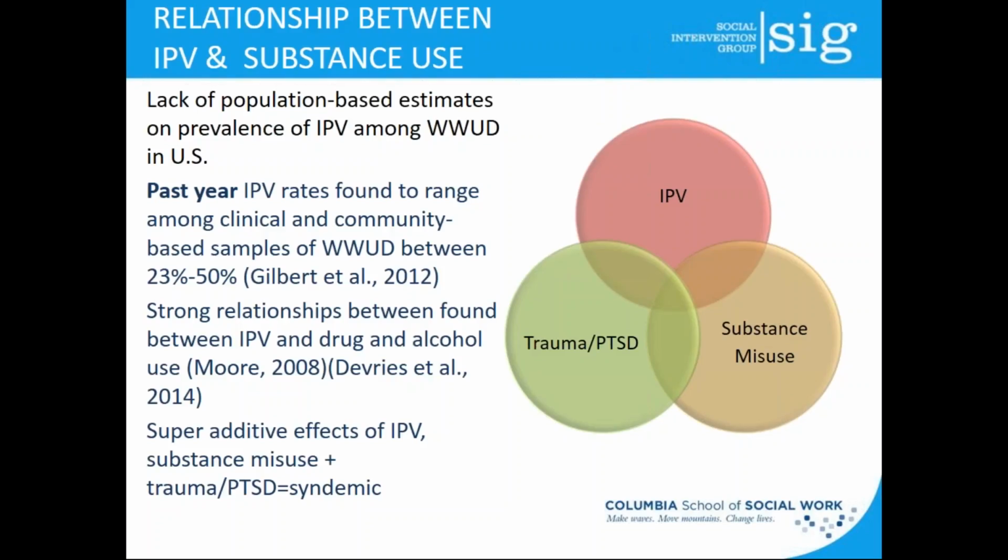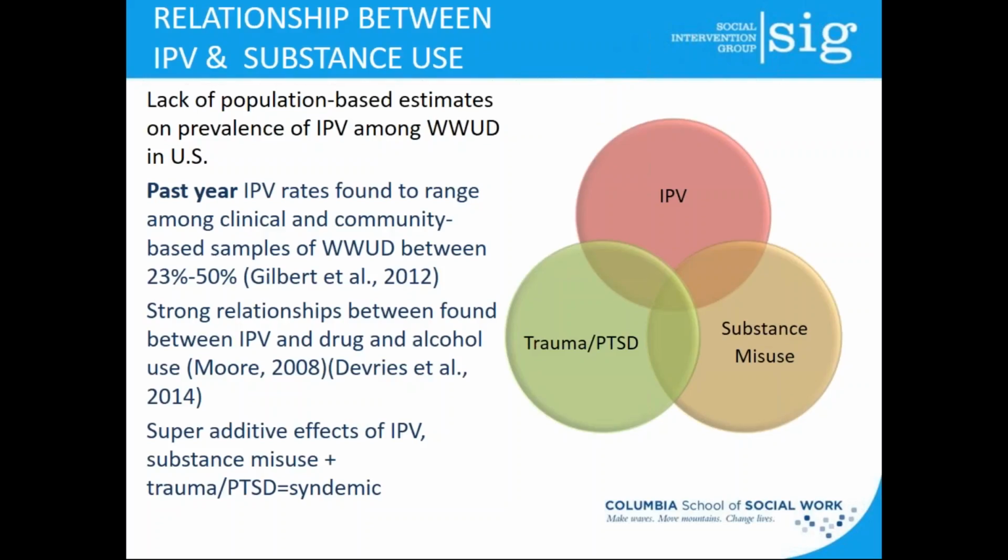Moreover, there's emerging research with rigorous meta-analyses and systematic reviews that have found strong relationships between different types of intimate partner violence and different types of alcohol and drug use, both among survivors as well as perpetrators. It varies by type of drug, type of intimate partner violence, and whether or not both the perpetrator and the survivor are drug involved. There are particularly strong relationships with alcohol and cocaine use.